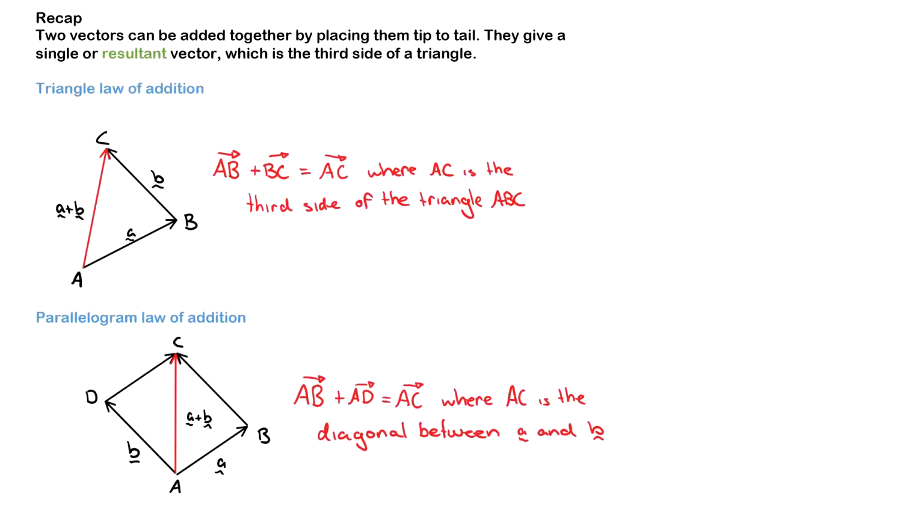To end the video, we'll do a quick recap. Remember, two vectors can be added together by placing them tip to tail, and they give the single or resultant vector. And we have two laws. We have the triangle law of addition and the parallelogram law of addition. They both work similarly for subtraction as well. The key here is to look for where the arrowheads are pointing, and if they're joining the tail of another vector, you usually can form a triangle or a parallelogram.